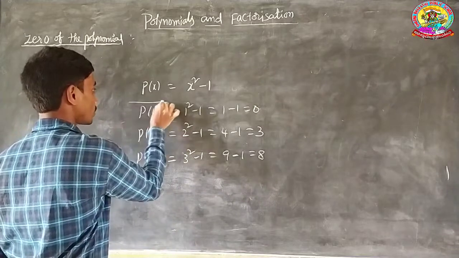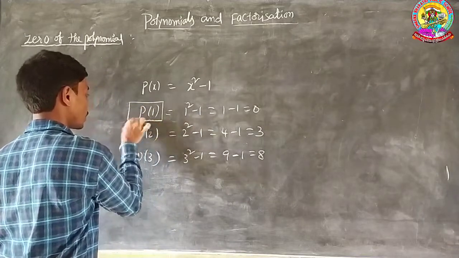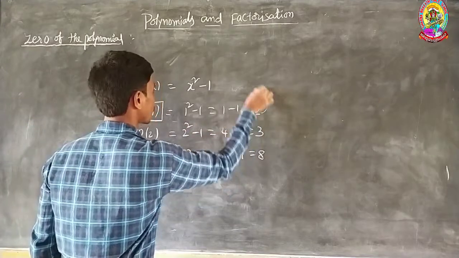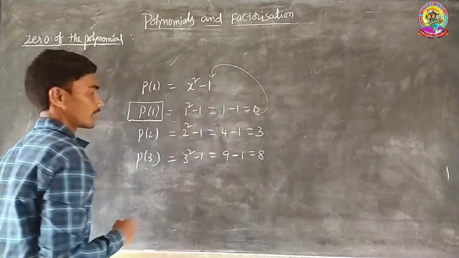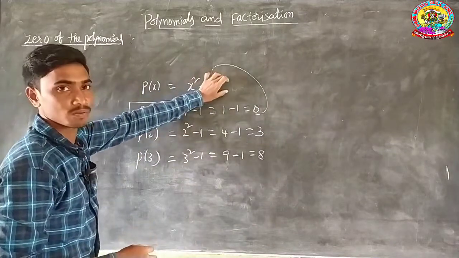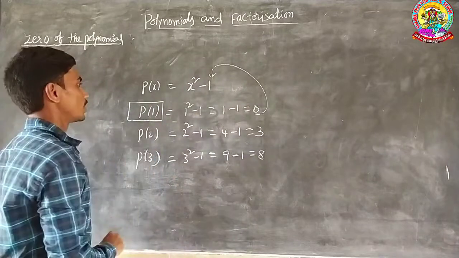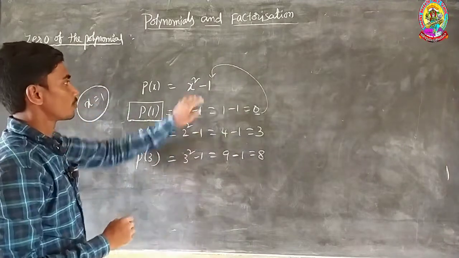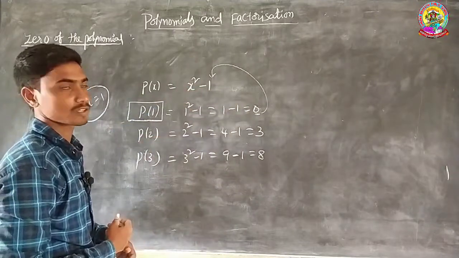On introducing a value, if the value equals 0, that is called the 0 of the polynomial. Or, at what value the entire expression is equal to 0 is called the 0 of the polynomial. Here x is equal to 1 is the 0 of this polynomial x square minus 1.